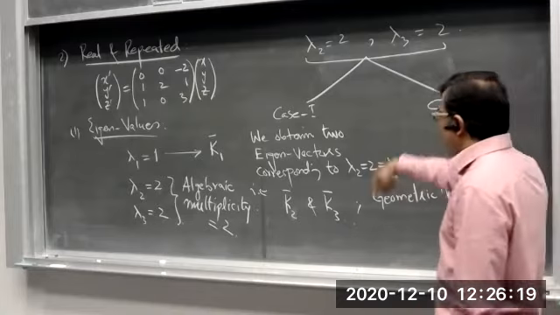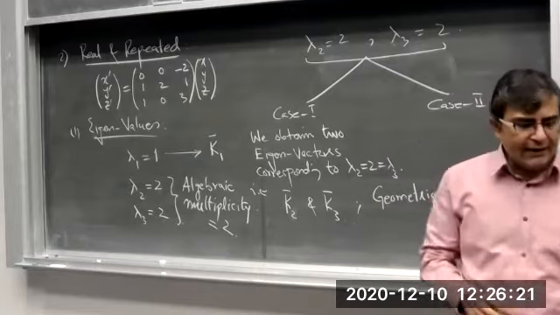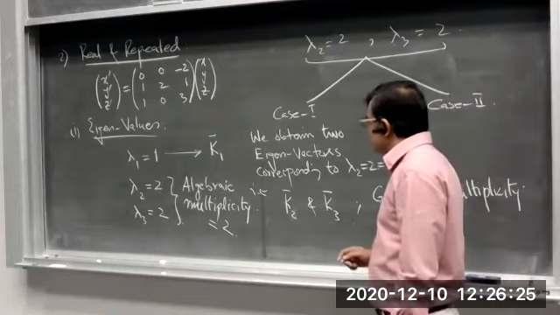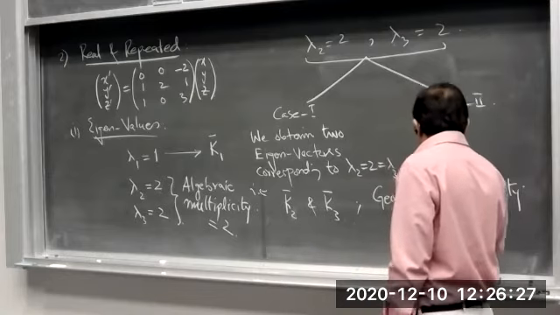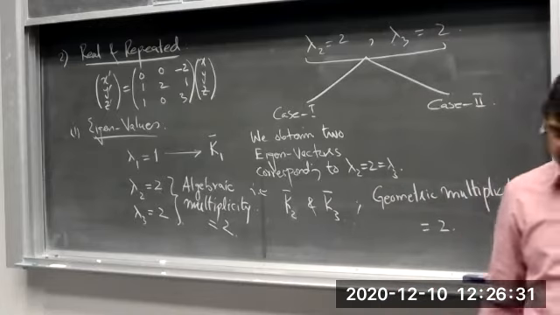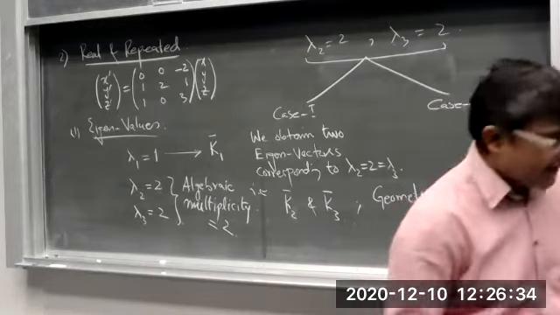Geometric multiplicity of these eigenvectors is what? It is basically 2. यहाँ पे क्यों? क्योंकि एक आइगन वैल्यू के लिए 2 आइगन वेक्टर्स आ रही हैं.